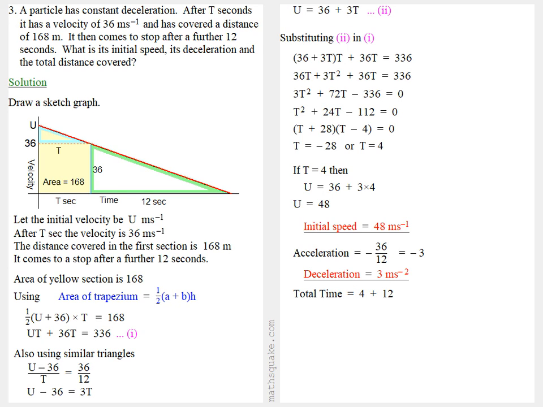Now t is 4, and so the total time is 4 plus 12, which is 16 seconds. And the total distance covered is the area of the big triangle. So it's a half times the base times the height, which is a half times 16 times u, which is a half times 16 times 48, or 384. So the total distance is 384 meters.